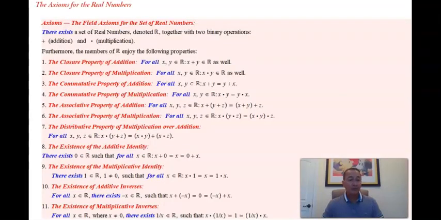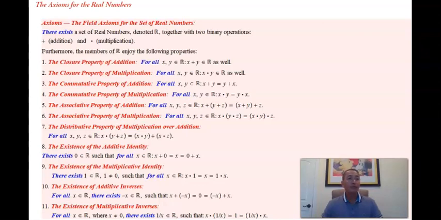So now we come to the field axioms for the set of real numbers. These are found on page 4 of the 4th edition. Here we will find 11 properties of real numbers, which we have seen since we started learning arithmetic and algebra. So what are these field axioms? The first two are called closure properties. So they say that for all real numbers x and y, x plus y is also a real number, and the product x times y is also a real number.